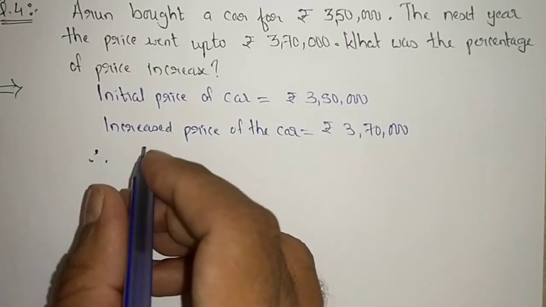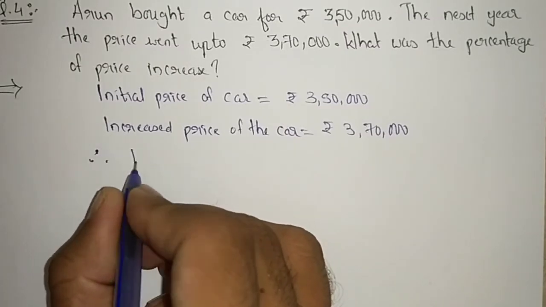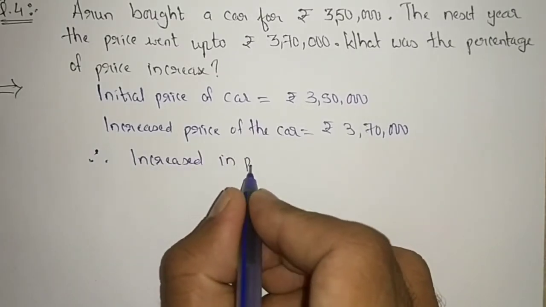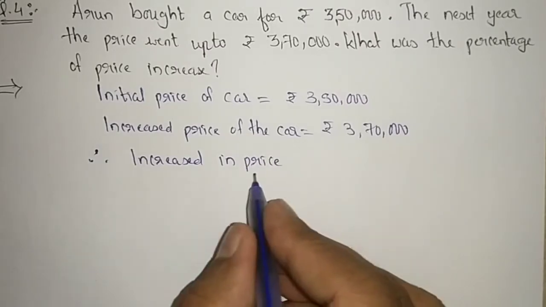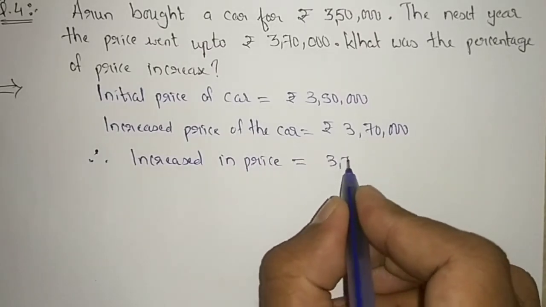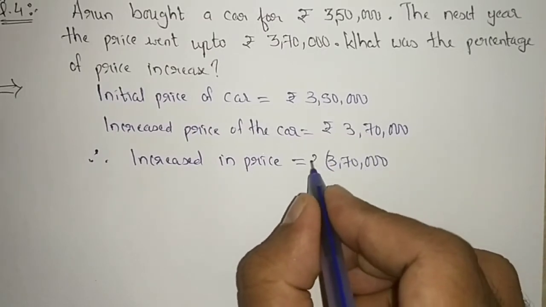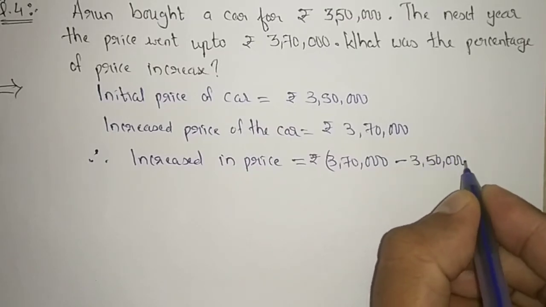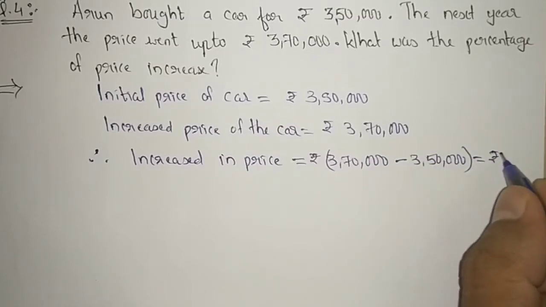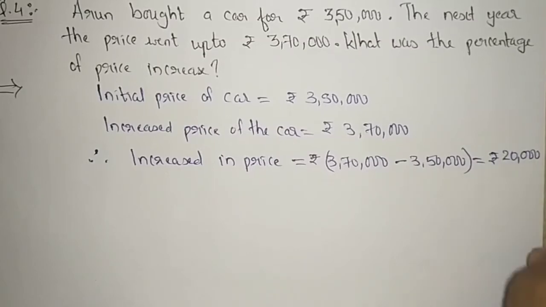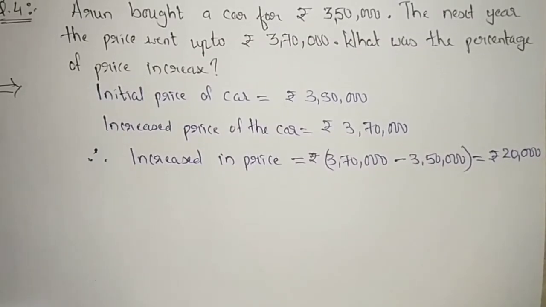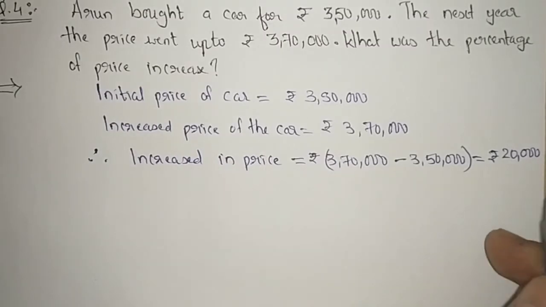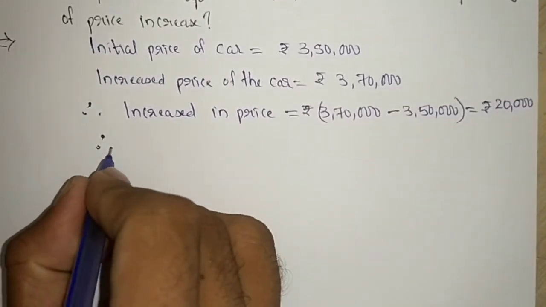Therefore, the increase in price, how much it increased, is equal to 3,70,000 minus 3,50,000. And how much is it? It is 20,000, right? Rupees 20,000 it increased. Since we have got the increased amount in price, 20,000, now we can find the percentage increase.